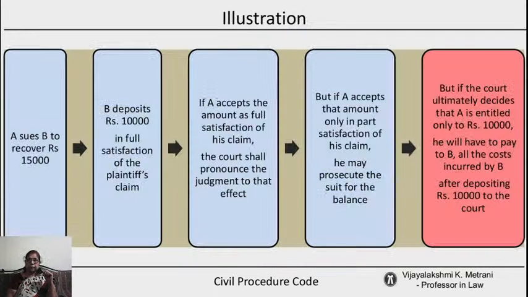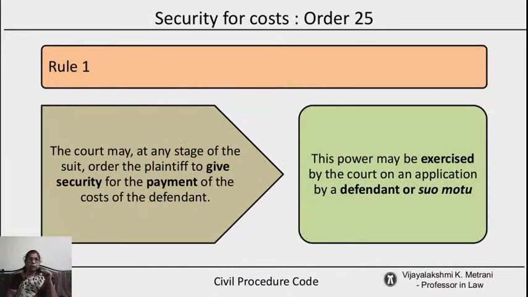Next, we can discuss the next provision, that is Order 25, that is security for costs. Rule 1 says the court may at any stage of the suit order the plaintiff to give security for the payment of the costs of the defendant, and this power may be exercised by the court on an application by a defendant or suo motu by the court. This is Order 25. Order 25 says that if the plaintiff files any suit, the defendant has to incur costs.